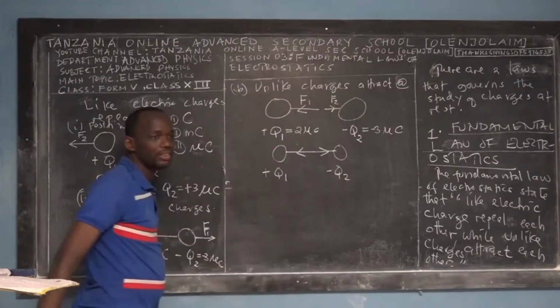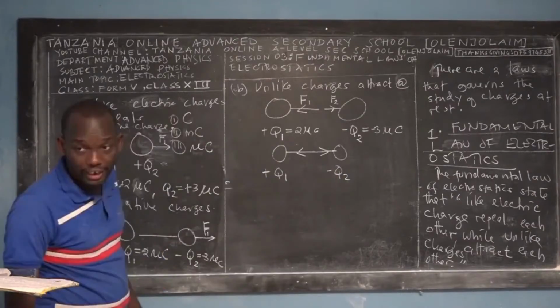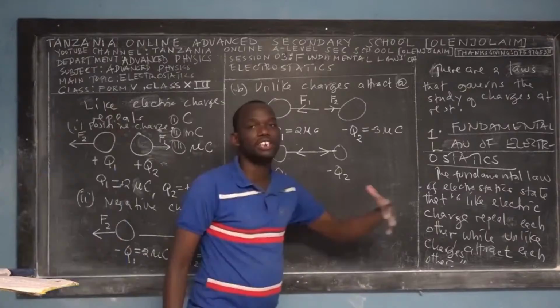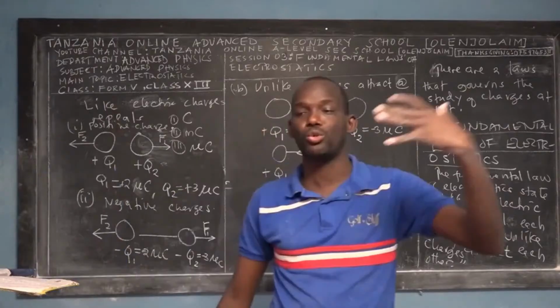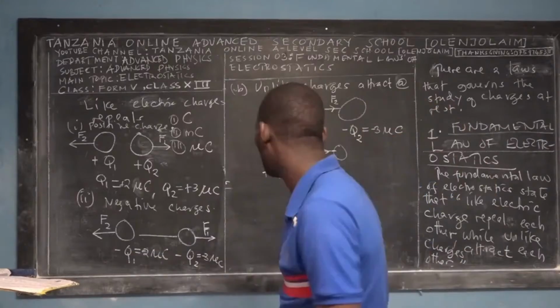Remember the fundamental law of electrostatics. The next law is called Coulomb's law. If you understand what's going on here and you combine it with Coulomb's law, I'm telling you that you'll be dangerous in physics. That's the promise that I want to give you.